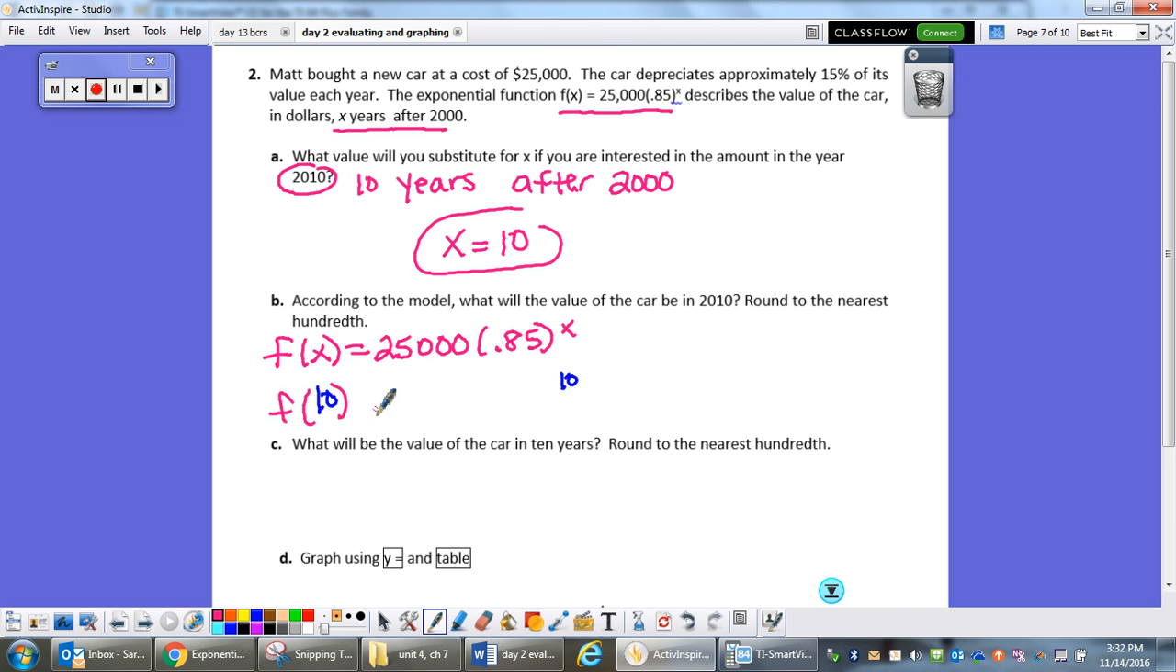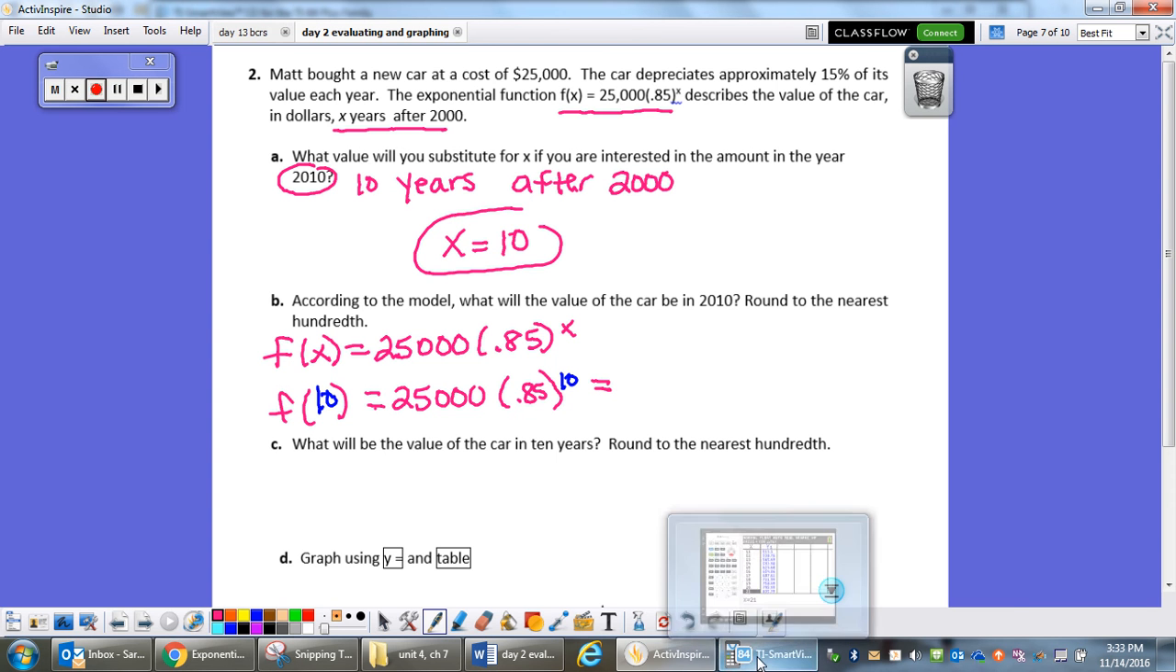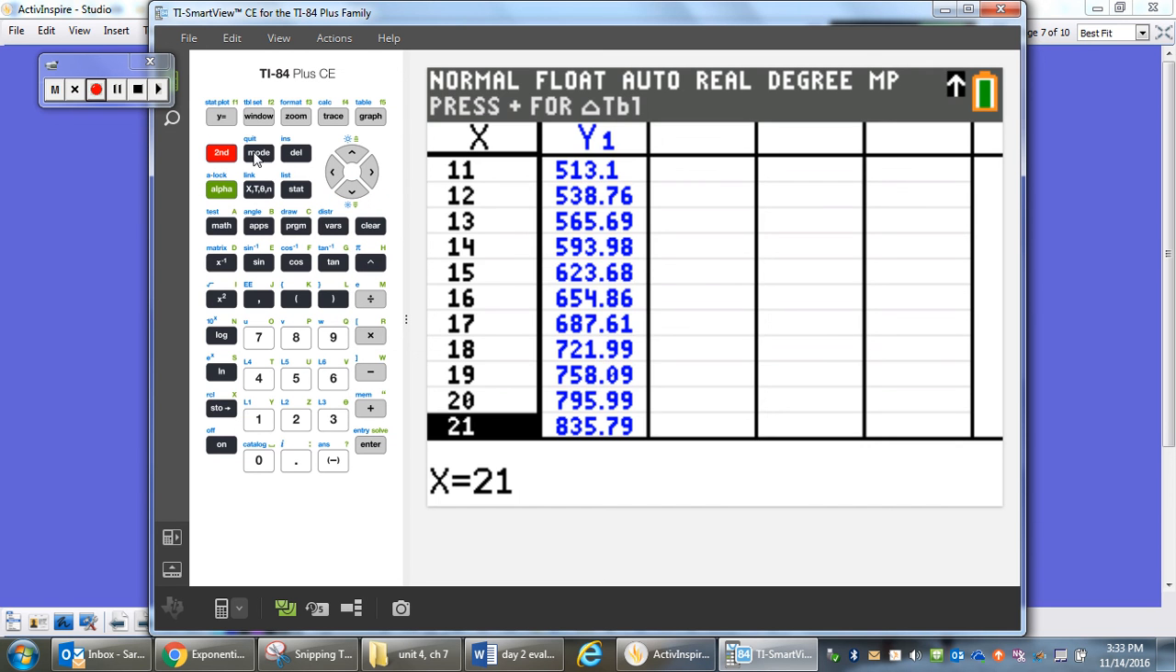F of 10 equals 25,000 times 0.85 to the 10th. And again, we're rounding to the nearest hundredth because we're in money. So I'm going to come over to my calculator.